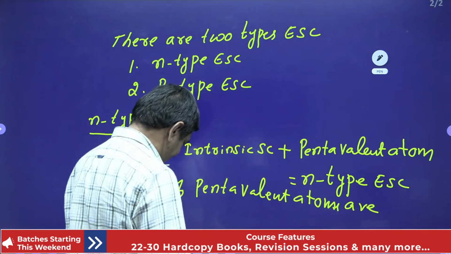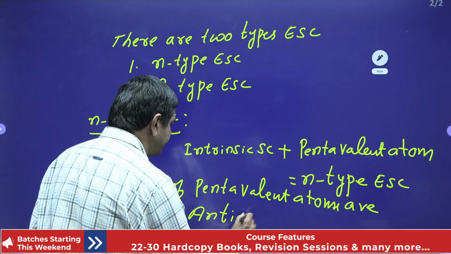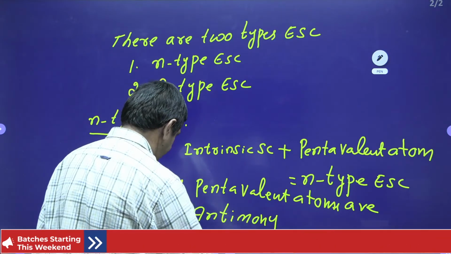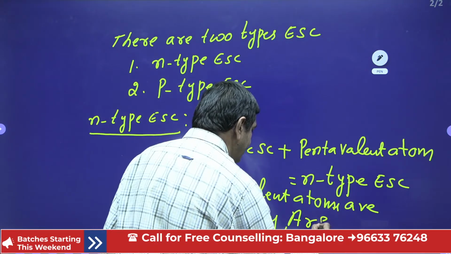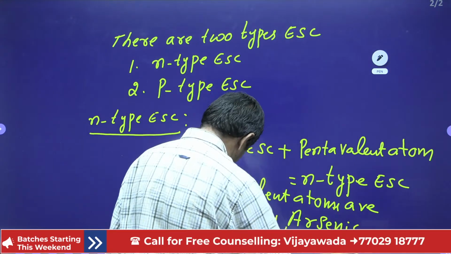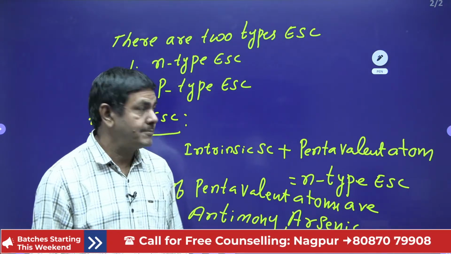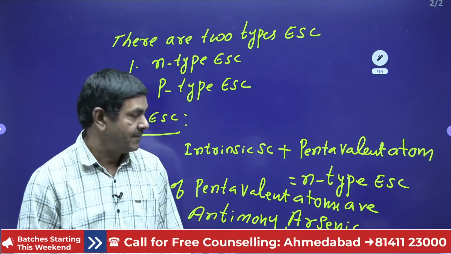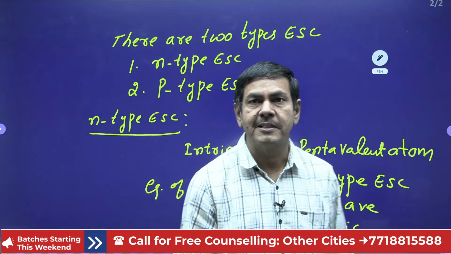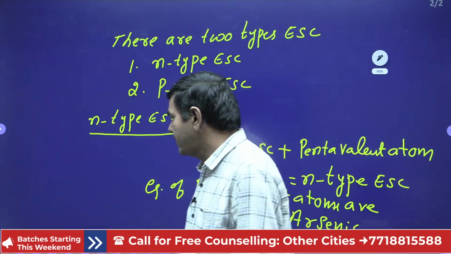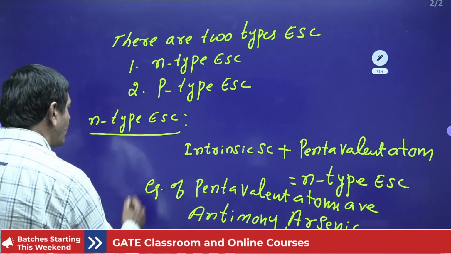we can say antimony. Generally, we are going to use antimony. Antimony, arsenic, and also phosphorus, as you have taken. All these come under the pentavalent atoms only now. Phosphorus or antimony or arsenic, these are all the examples of pentavalent atoms only. Understand my point now? But what is going to happen when it is doped? I will explain now.